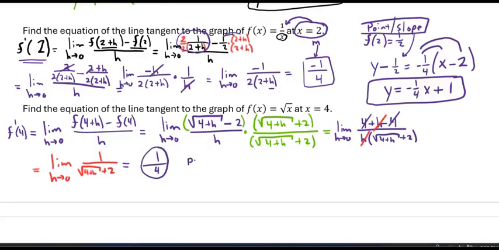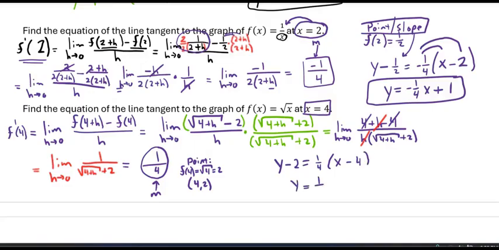Now, we want that point. Don't forget to find the point by plugging in the value of x is 4. So f of 4, what is that? Well, it's going to be square root of 4 or 2. So our point is 4, 2. And this is our slope. So if we're going to find that equation, y minus y1 equals m times x minus x1. Cleaning this up a little bit, it's 1/4 x. Let's see, 1/4 times 4 is 1, so that's minus 1, plus 2 more, I believe is plus 1, if I did that correctly. Hope that matches.